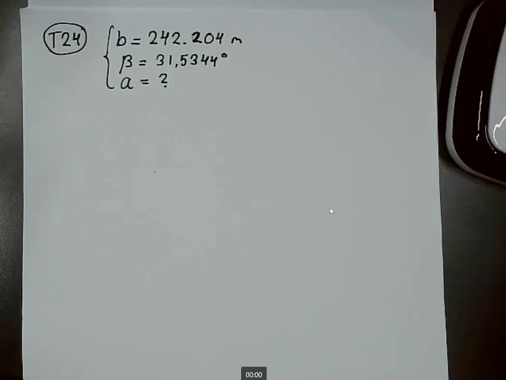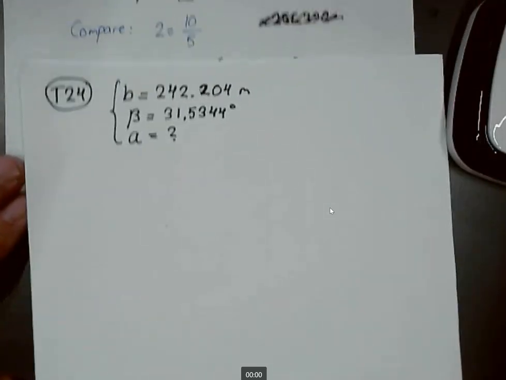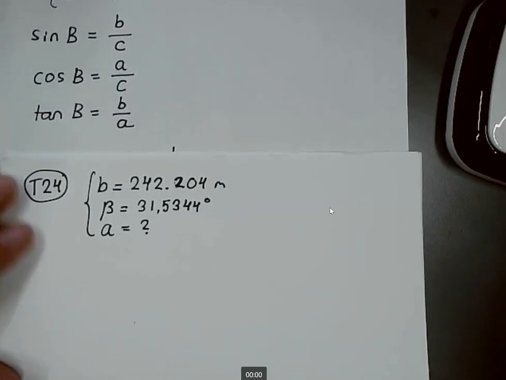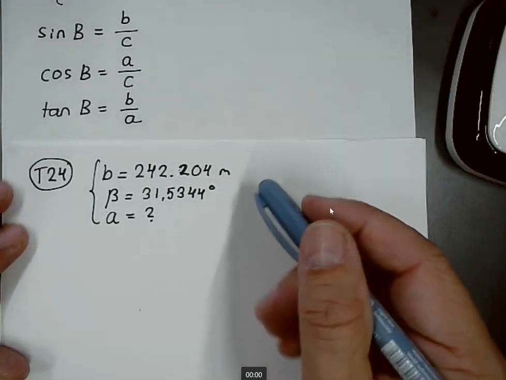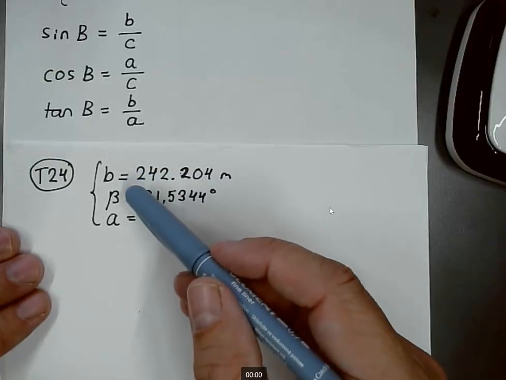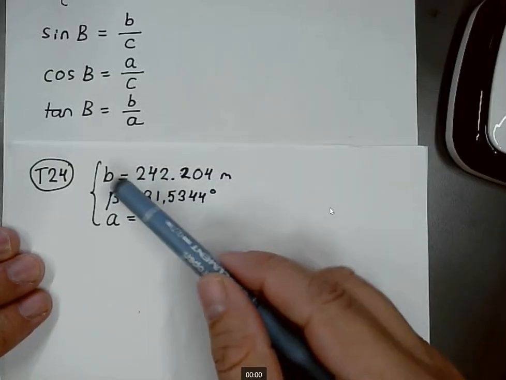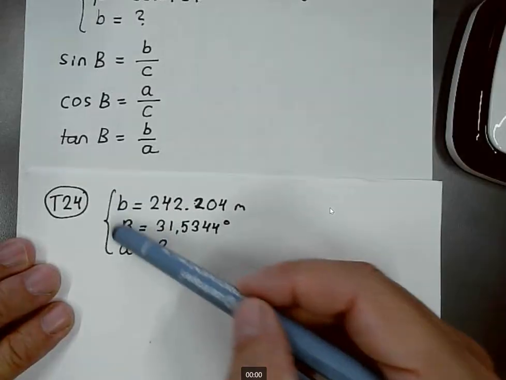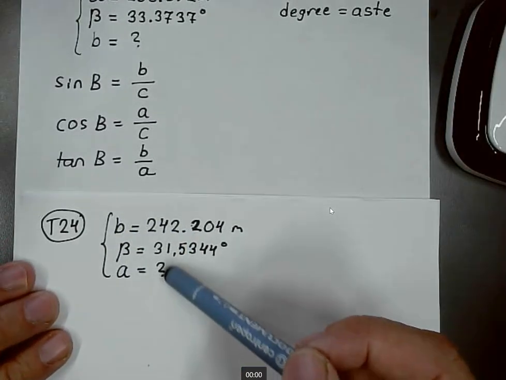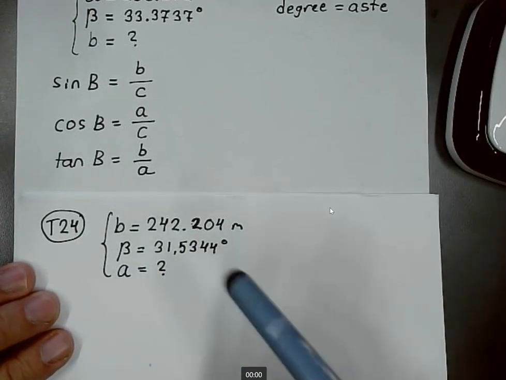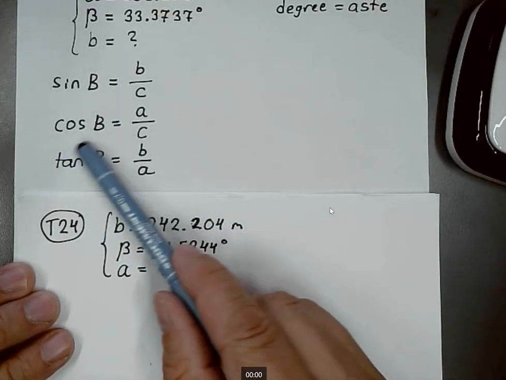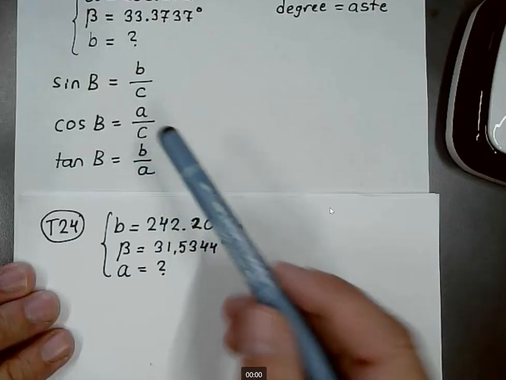Well, as I said, this problem here is almost similar to number 23. We have the same letters here. Here we have A, B, beta, and here we have A, B, beta, but the unknown is the different one. But still it means that we again use this same function, tangent.